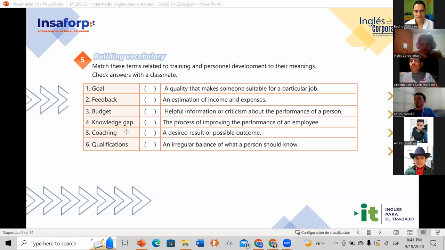Which one is that one, Mauricio? The first one is the number 1. The first one is goal. The first sentence is qualifications. Okay, qualifications, a quality that makes someone suitable for a particular job. The goal, teacher, a decided result or possible outcome. Okay, a decided result or possible outcome.